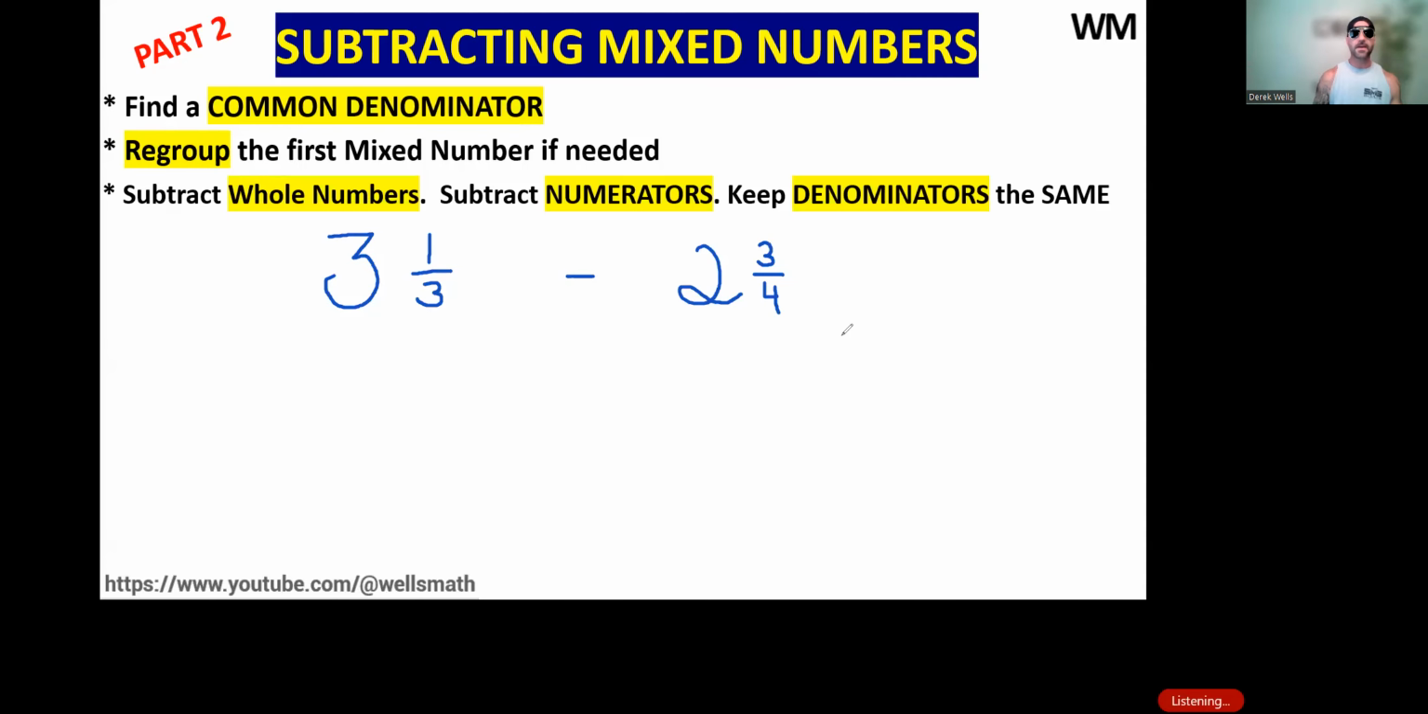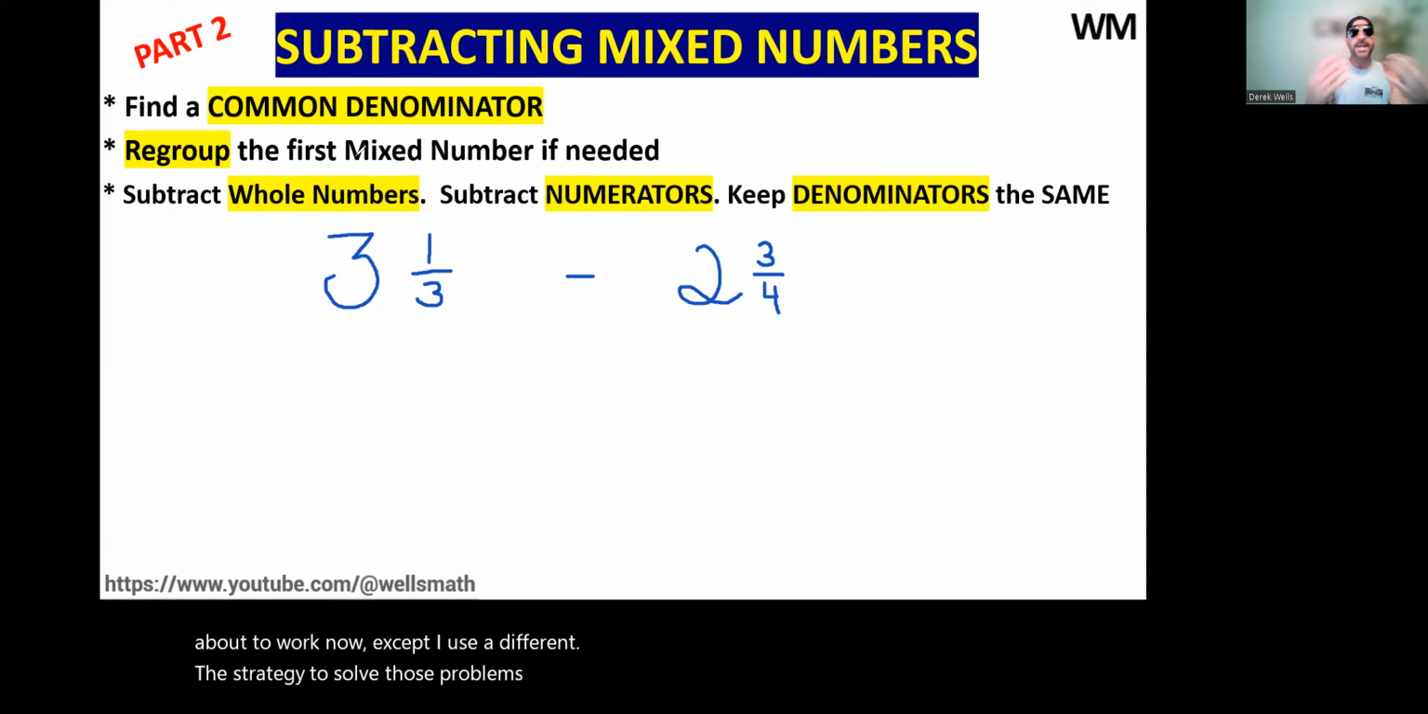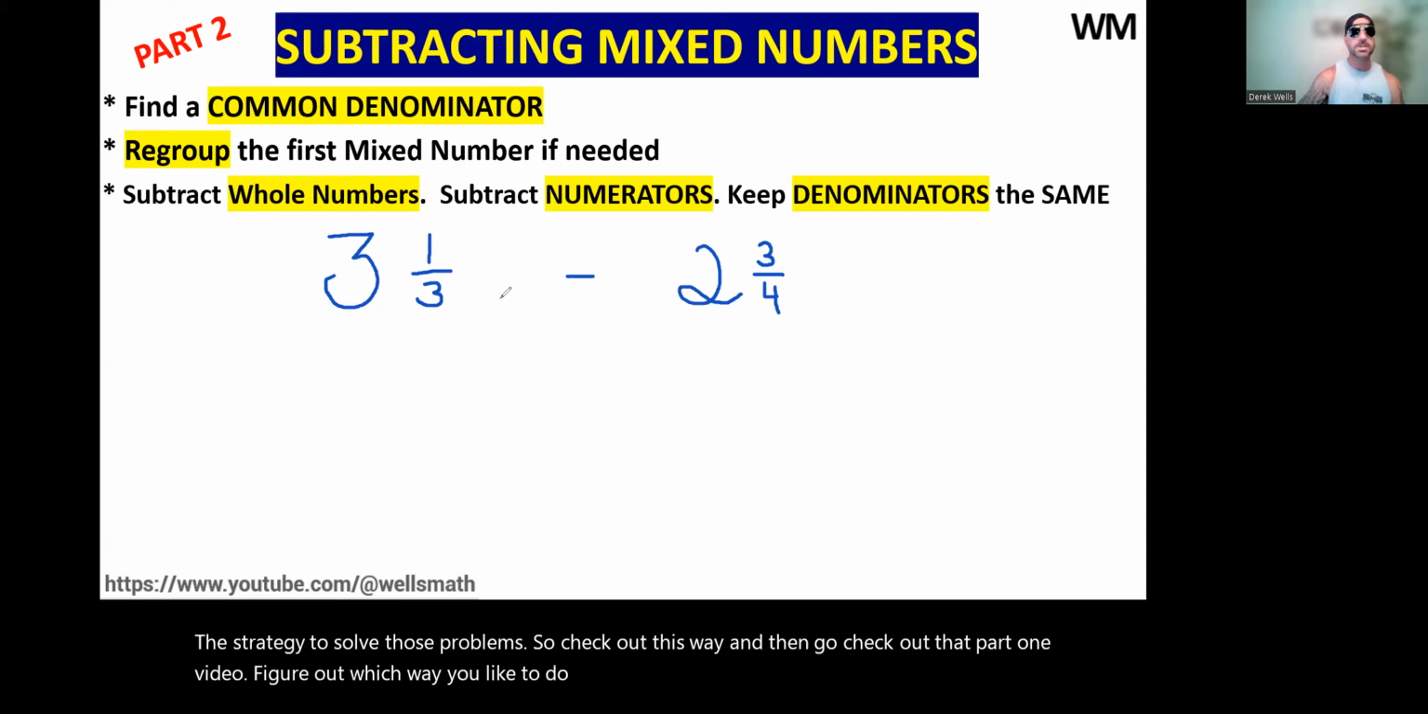This is Wells Math, and I'm going to show you how to subtract using mixed numbers. Now, this is actually part two of this video. In part one, I'll work the same two exact problems that I'm about to work now, except I use a different strategy to solve those problems. So check out this way, and then go check out that part one video, figure out which way you like to do it best. So we have 3 1/3 minus 2 3/4.